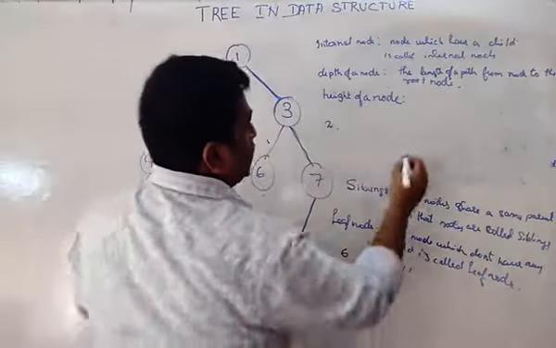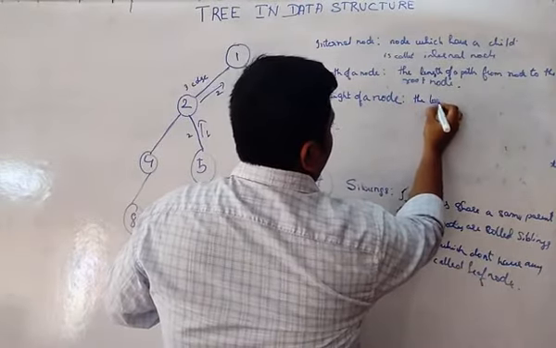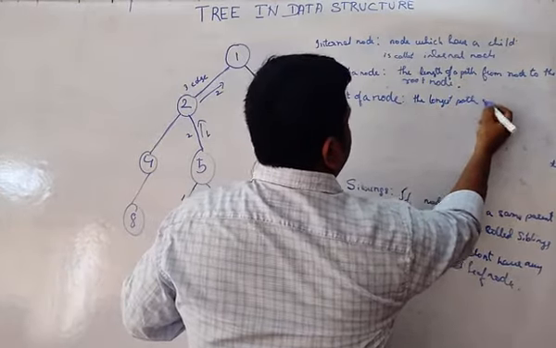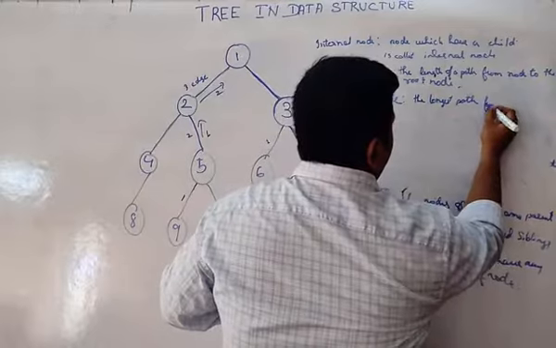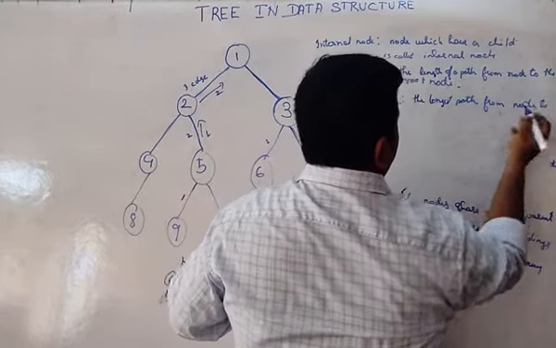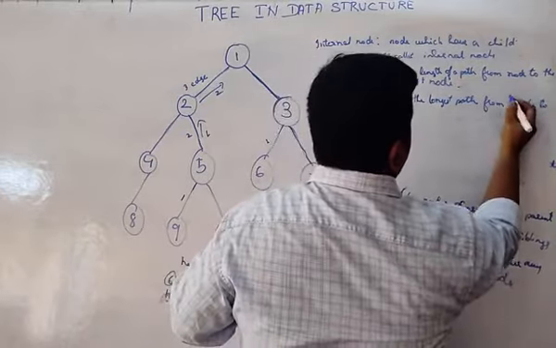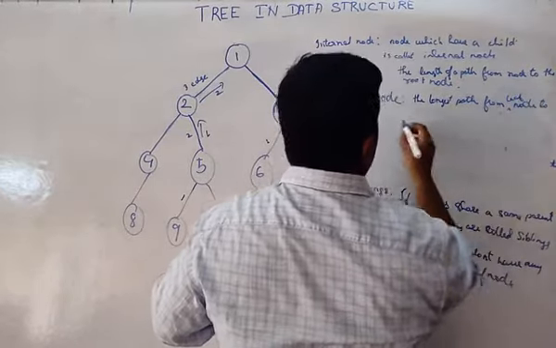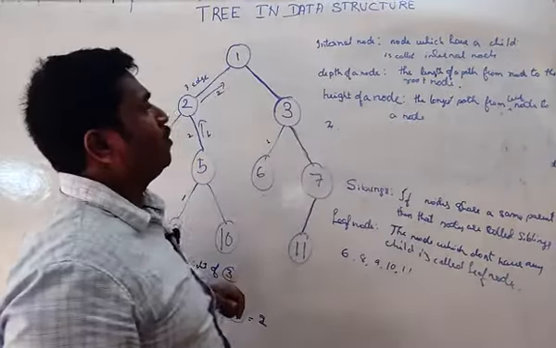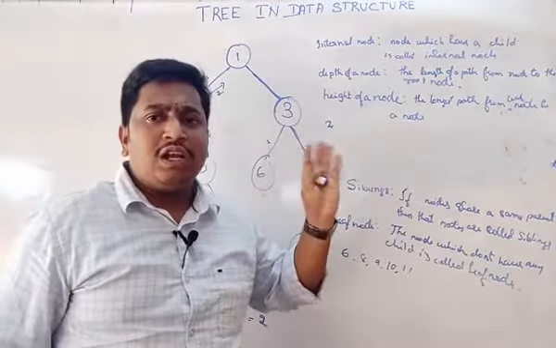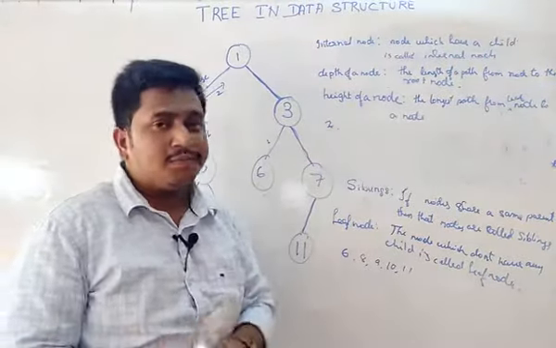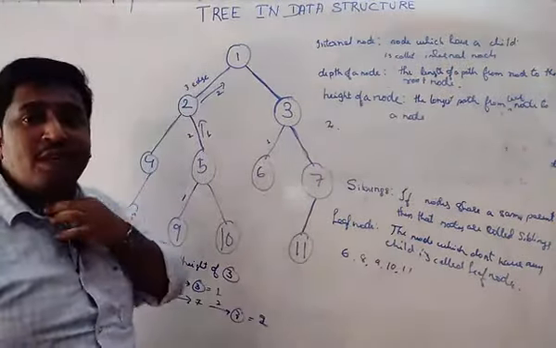So our definition is the longest path from the leaf node to a node. The height of a node is the longest path from the leaf node to that node. Okay, these are some basic terminologies.